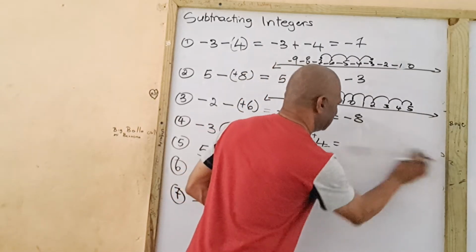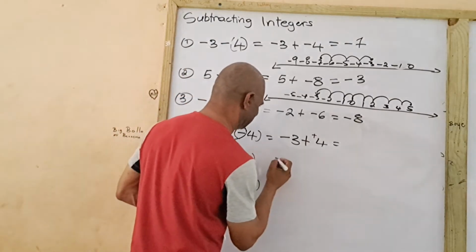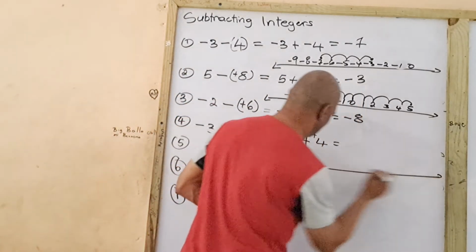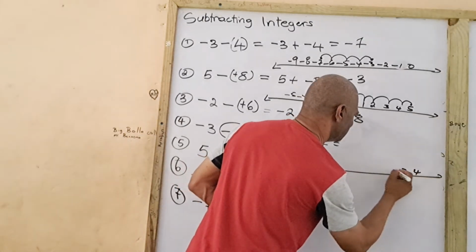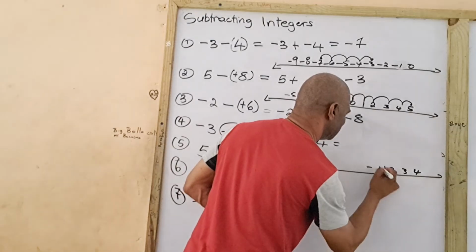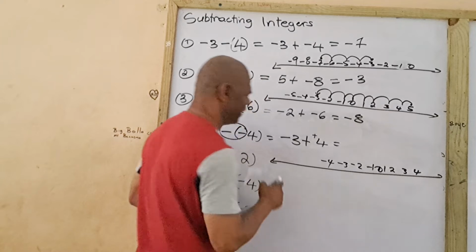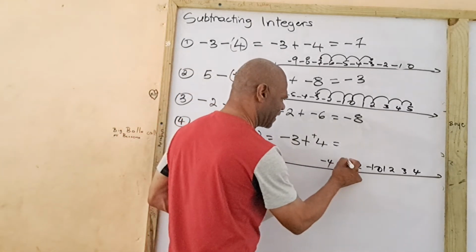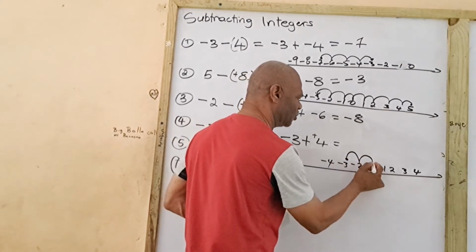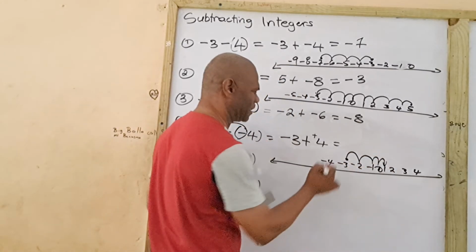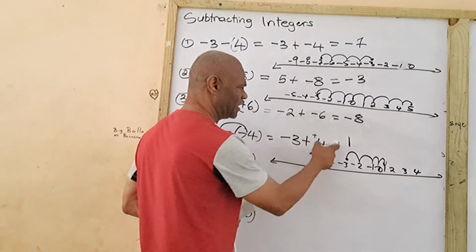I'll just make space, that looks a little clustered. Let's write it a little better, so you can see where we're going. So we say 4, 3, 2, 1, 0, negative 1, negative 2, negative 3, negative 4. Alright, so we locate our negative 3, and we're adding 4, so we are moving 4 places to the right. 1, 2, 3, 4, and that takes us to positive 1. Alright? So negative 3 plus 4 is equal to 1.